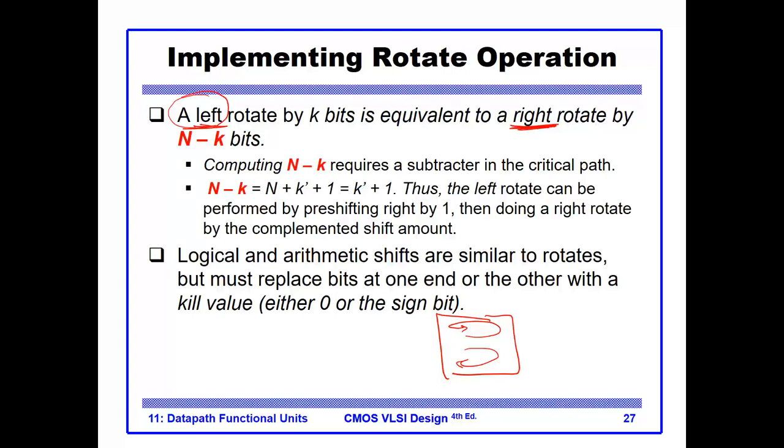Well, how is that? People noticed that doing k bits of rotation for the left operation is equivalent to n minus k for the right operation. So if you do k bits of left operations, this is equivalent to n minus k for the right operations. So this is left, and the equivalent is the right operation, n minus k.